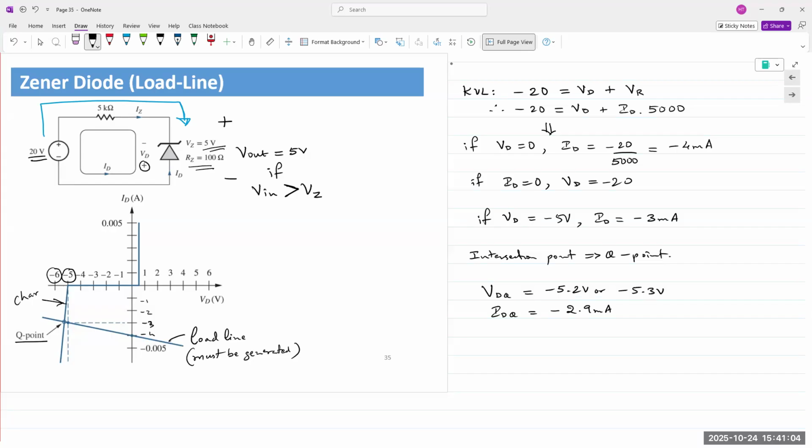It's a 5-volt Zener, but because of the constraints, meaning the applied voltage as well as the 5 kilohm resistor, the actual operating point of the diode comes out to be 5.3. And of course, the characteristics are a little bit exaggerated to have a slope in there, right? Real-life Zener diodes may or may not have this kind of slope.